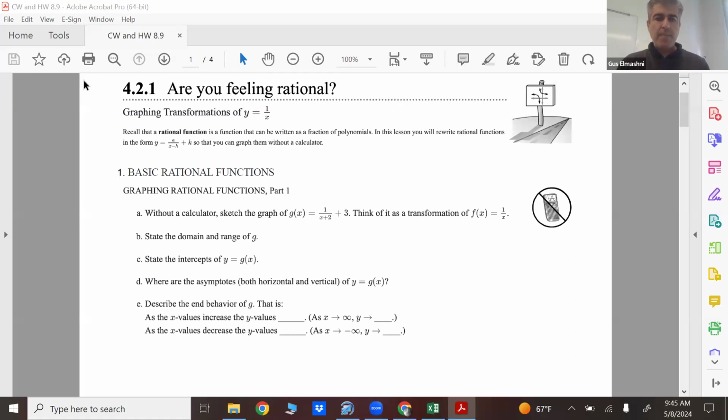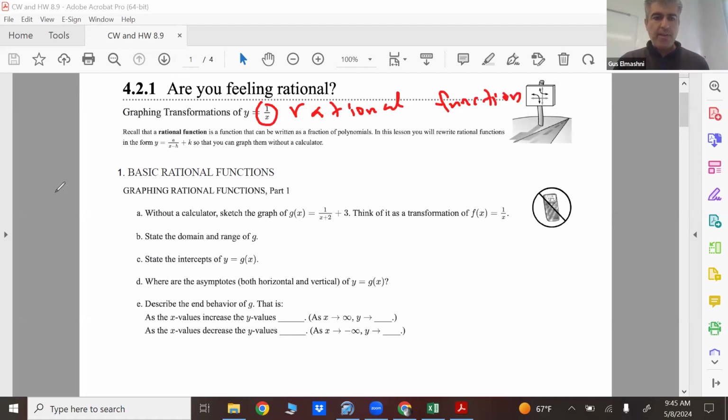So let's talk about rational functions. Are you feeling rational? I mean, obviously, this is a play on words, right? But yeah, what is a rational function? A rational function is this. That's called a rational function. Why is it called that? It's called that because it's a ratio.